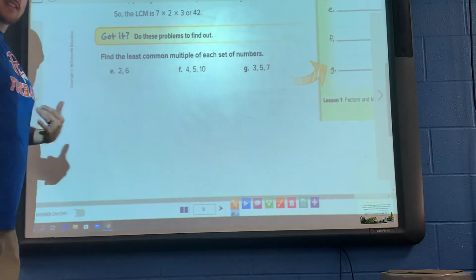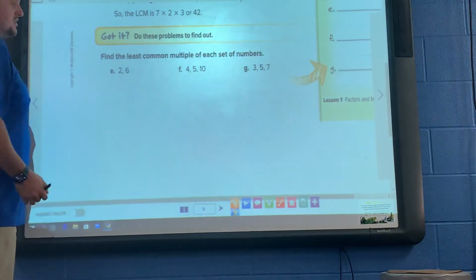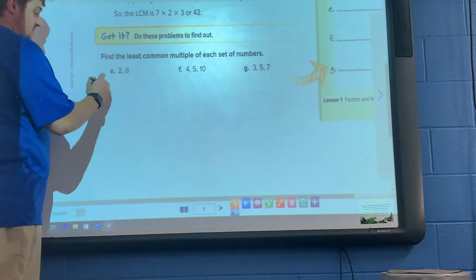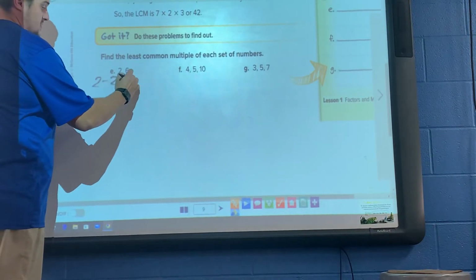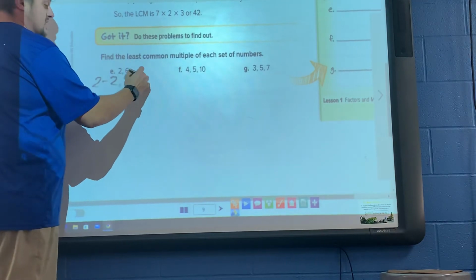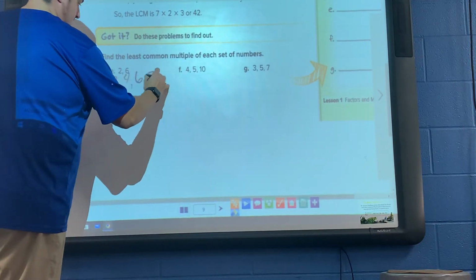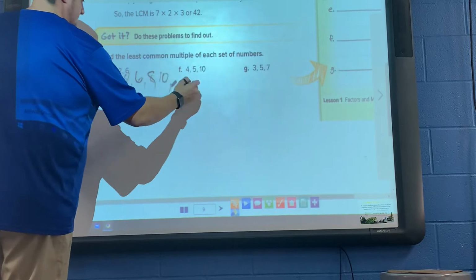So now that you've done these, we're going to do letter E together. So 2 and 6. So 2, we start with 2 times 1, 2. 2 times 2, 4. 2 times 3, 6. 2 times 4, 8. 2 times 5, 10. 2 times 6, 12.